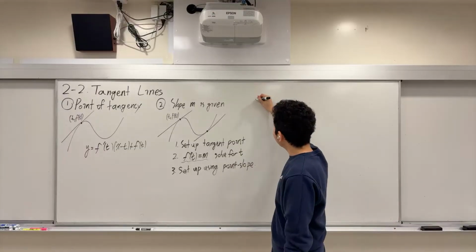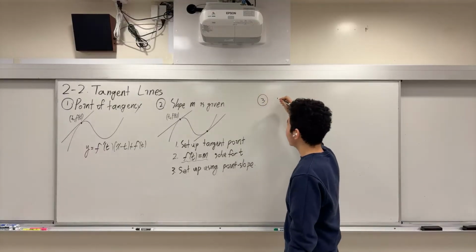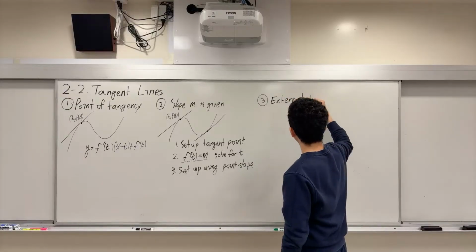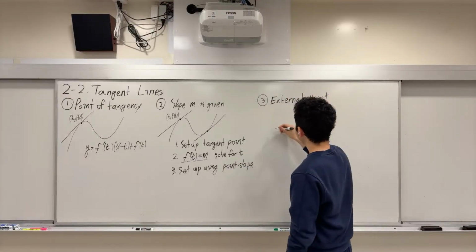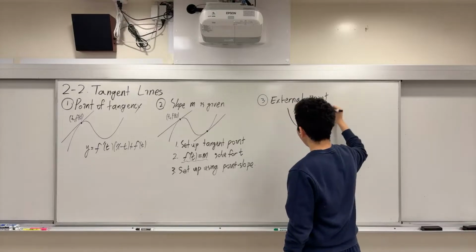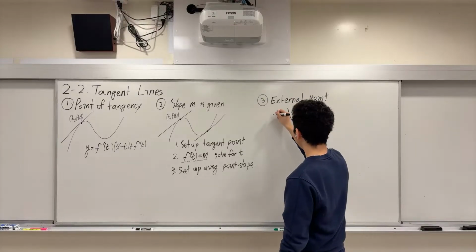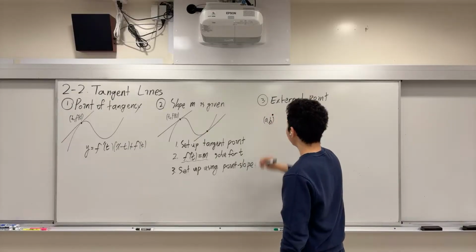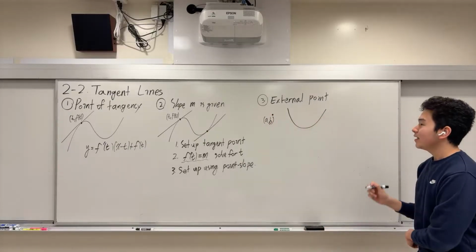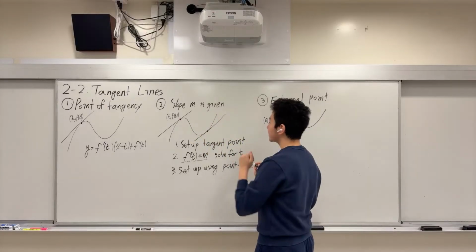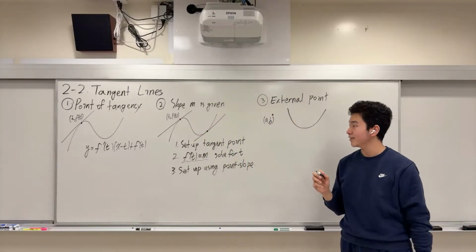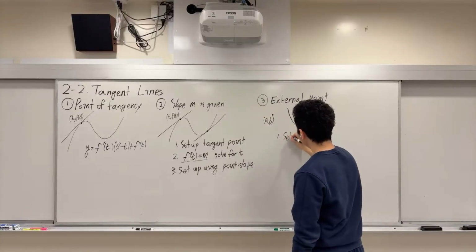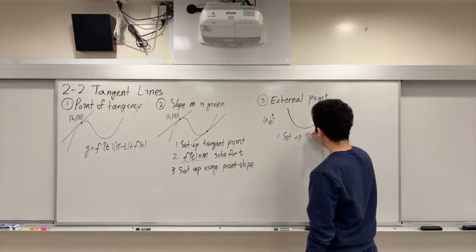All right, so the final case is the most tricky one, when you're given an external point. Now, the problem will tell you, hey, I have a curve right over here, and I need you to find the slope of the tangent line that passes through an external point. Let's call it a comma b, that is given to you by the problem. Now, as with the previous two scenarios, the most important part of the tangent line is the point of tangency. So once again, we'll set up the tangent point first.